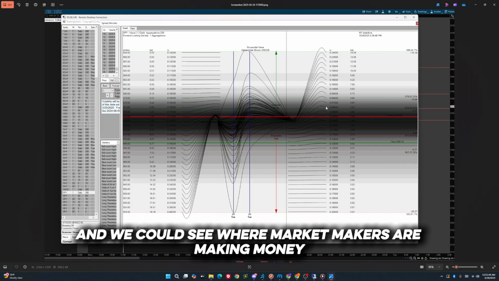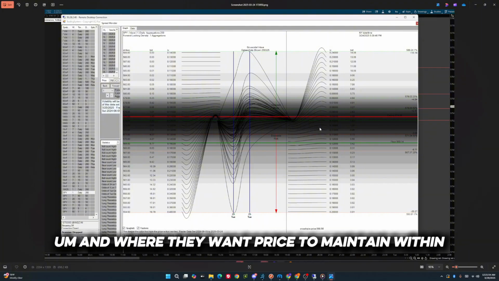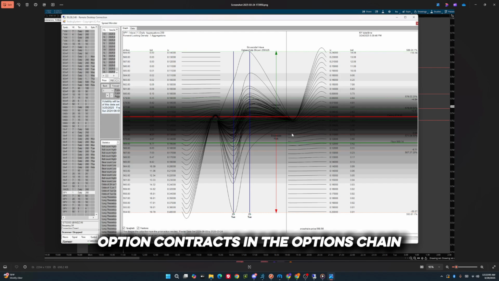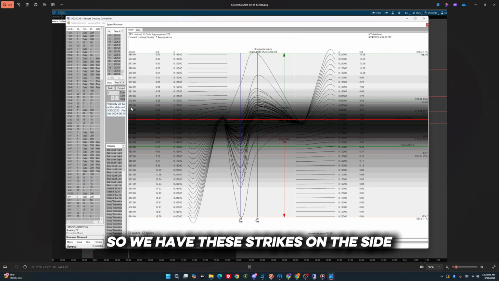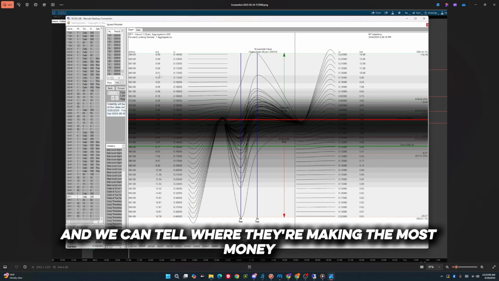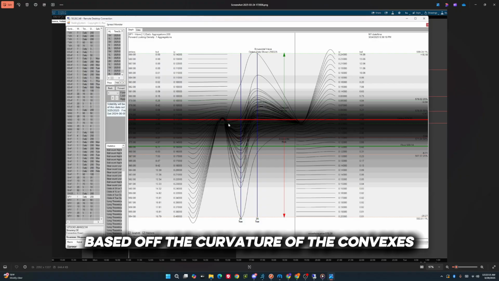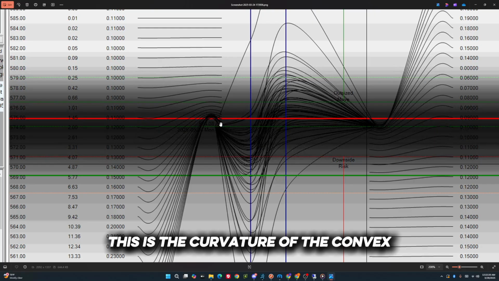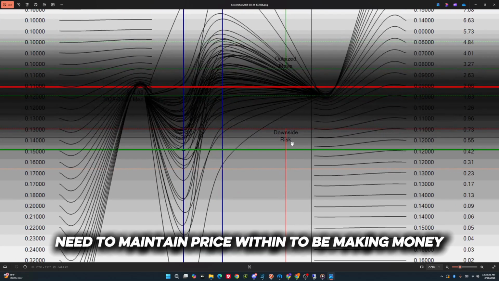And we could see where market makers are making money, and where they want price to maintain within based off the way they price out the different option contracts in the options chain. So we have these strikes on the side. It says each strike, and we can tell where they're making the most money based off the curvature of the convexes. So this is flat here. This is the curvature of the convex.